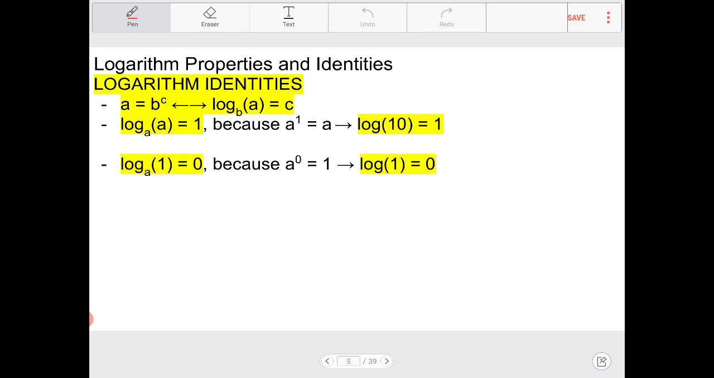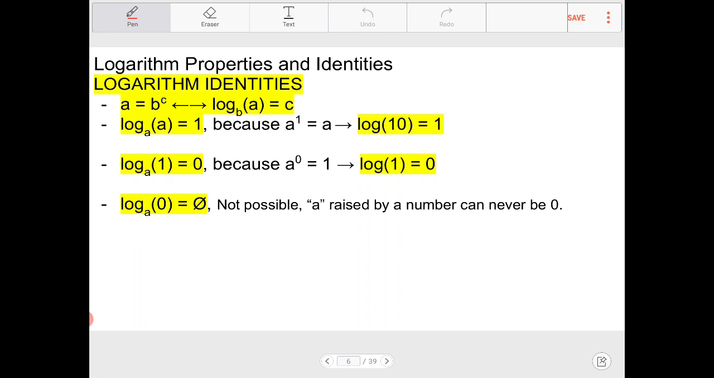Log base a of 1 is equal to 0, and that is because a to the 0th is equal to 1. And actually, log of any base, of 1 will always equal 0. So for log base 10 of 1, that is also equal to 0. Log base a of 0 is undefined because this is not possible. We cannot take a base of any number, raise it by another number to attain 0. So because of this, there's no solution. We cannot take the logarithm of 0. This is not possible. And as a matter of fact, we cannot take the logarithm of any negative number as well.